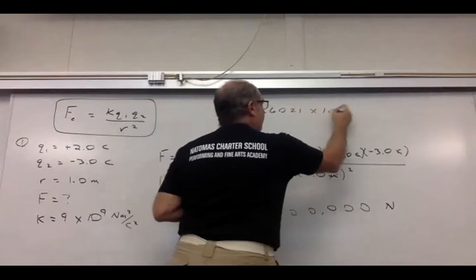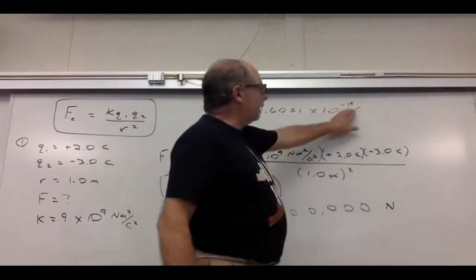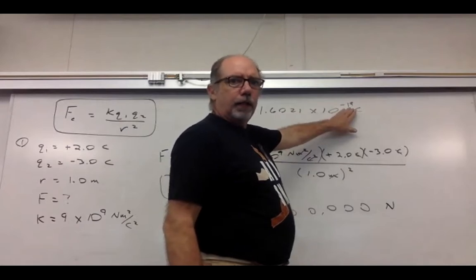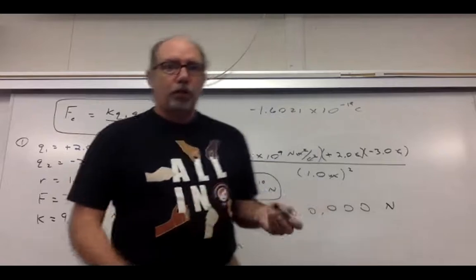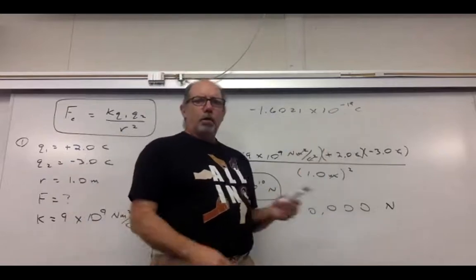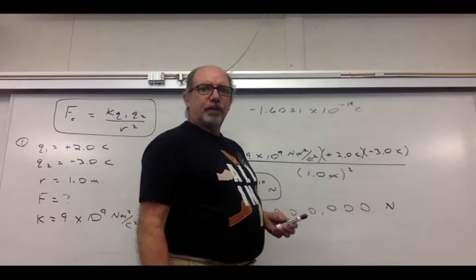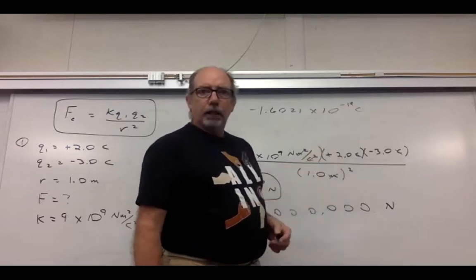1.6021 times 10 to the negative 19 of a coulomb. That's a billionth of a coulomb. Okay. Now, when Millikan measured the charge on an electron, they said, whoa. Boy, that coulomb was kind of misdefined 100 years ago, right? They made it way too big, right?